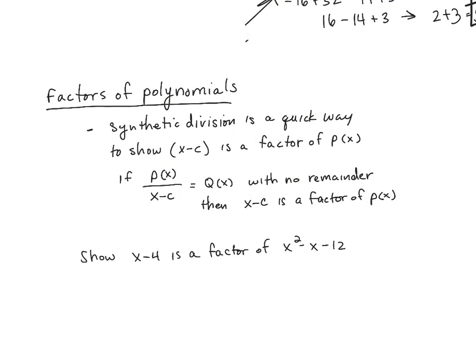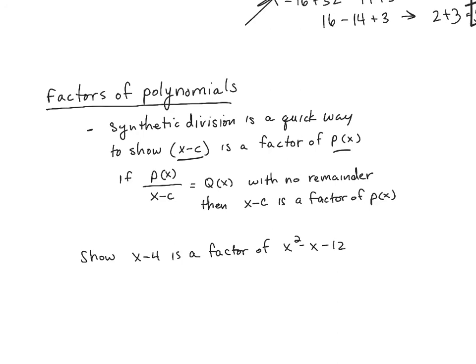Now what this has all been leading to is finding factors of polynomials. Synthetic division is a quick way to show that x minus c is a factor of p of x, because if we can show that when we divide p of x by x minus c it's equal to a quotient with no remainder, then x minus c is a factor of p of x, as well as q of x is also a factor. So remember our discussion, if we find one factor, we've also found another factor.